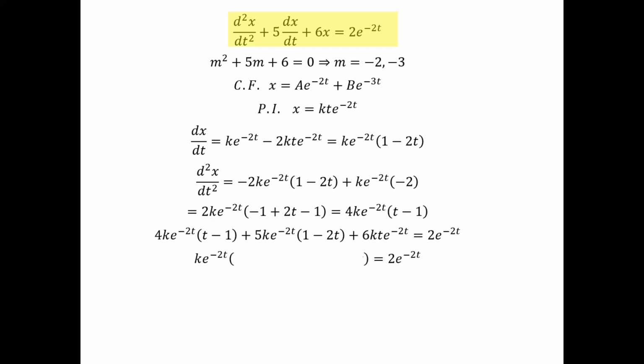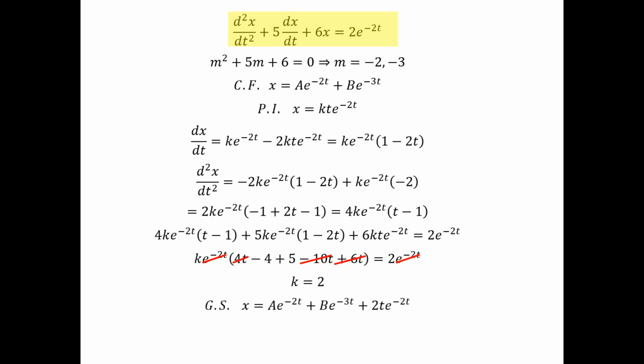That left hand side, I'm going to take a k e to the minus 2t out. Could even get rid of the minus 2t's actually straight away. But if I take it out as a factor, I've got 4 lots of t minus 1 and 5, 1 minus 2t's, and I'll have 6t. Like I say, I can get rid of the minus 2t's, not bothered by those, they're never 0. And also in that bracket, all the t's cancel, which is what I want. And then I've got k times 1 is 2. So k is equal to 2.